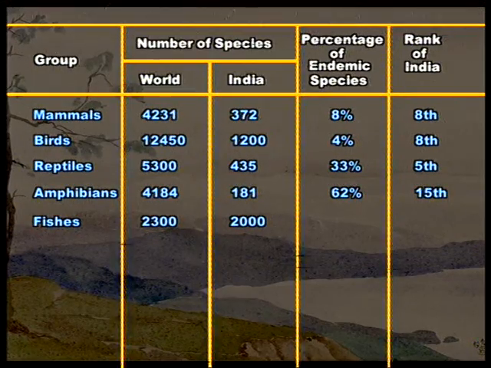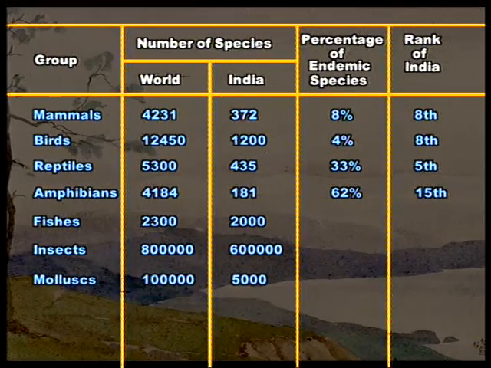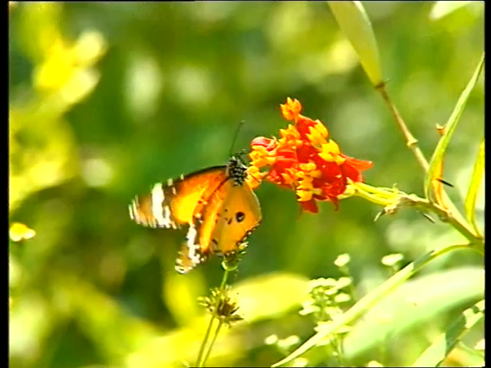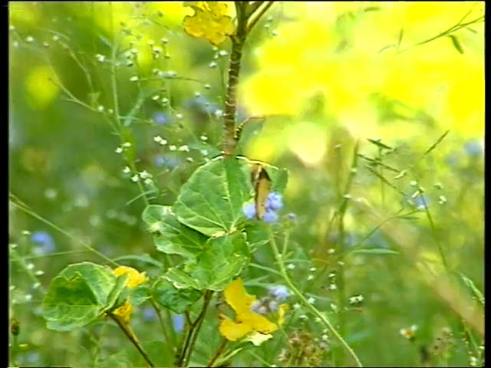2,000 of the 2,300 fish species are found in India. 6 lakh of the 8 lakh insect species in the world are found in India. Of the 1 lakh mollusk species found in the world, 5,000 can be found in India. India has 13,000 types of butterflies and moths.